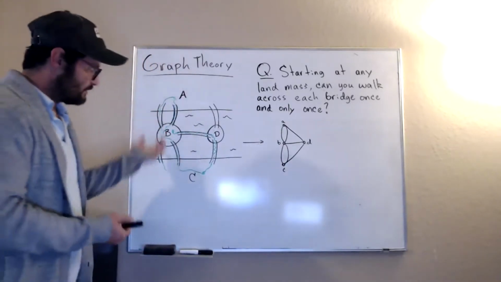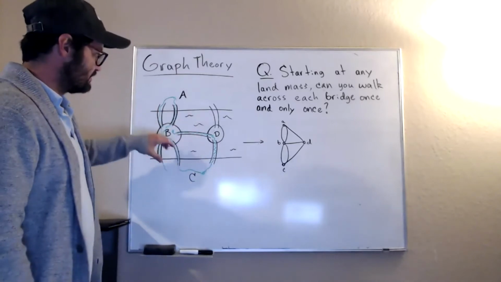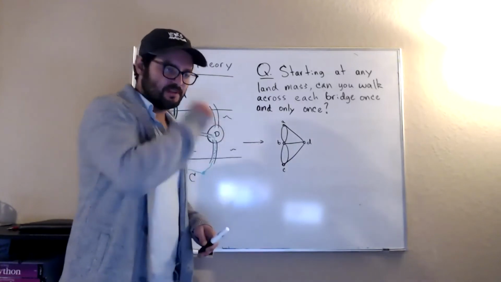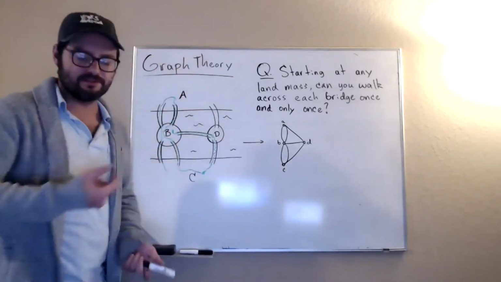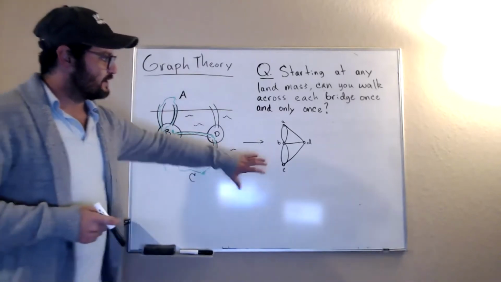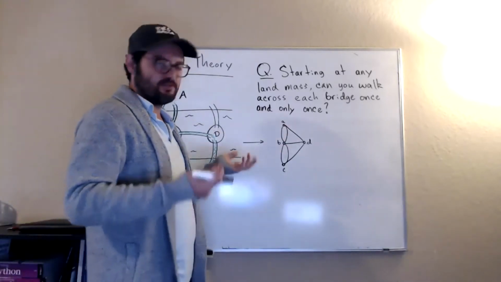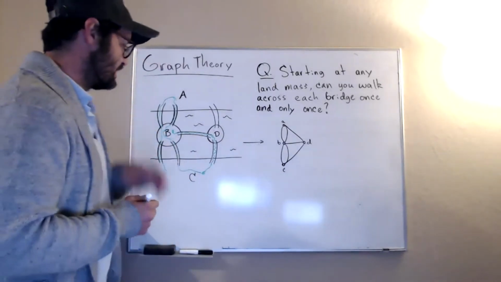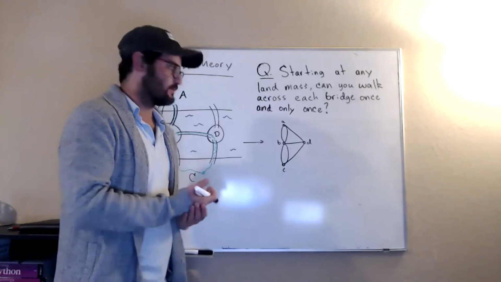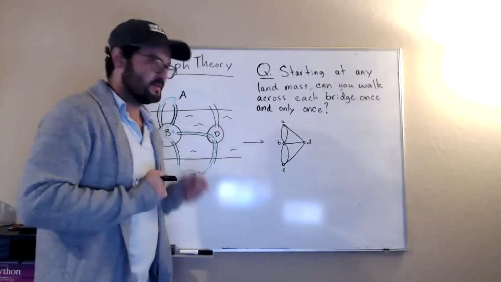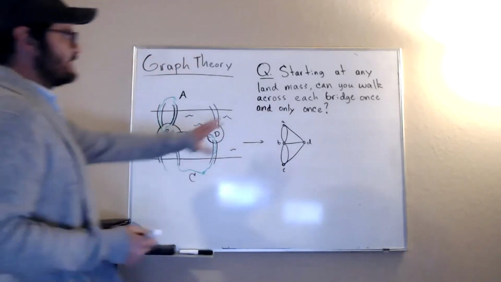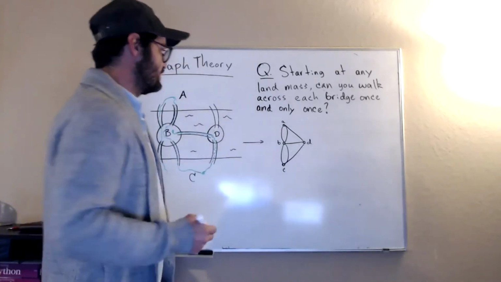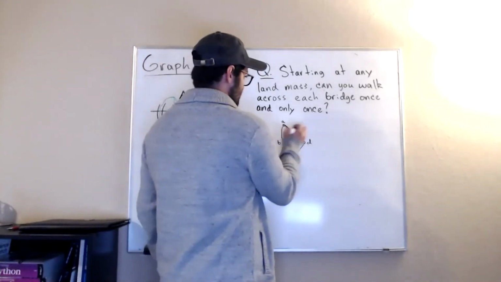But all the relational information about this picture is now stored in this other picture. We've gotten rid of all the water, the thickness of the bridges, and how long they are. We could have drawn this any way we wanted to, so long as the edges represented the relations between the vertices. The plural of vertex is vertices, singular vertex. So this question can now be reformulated on this. And this right here is a graph.